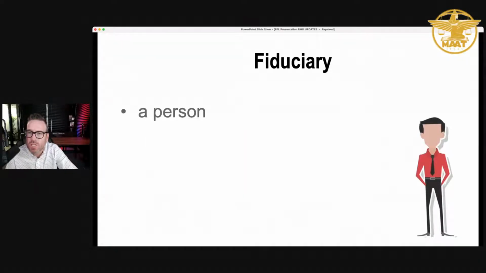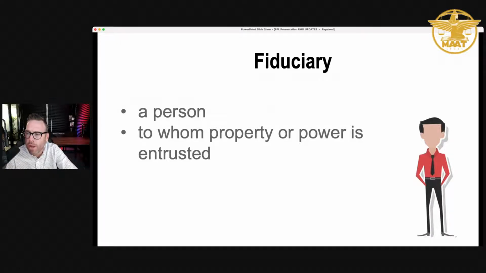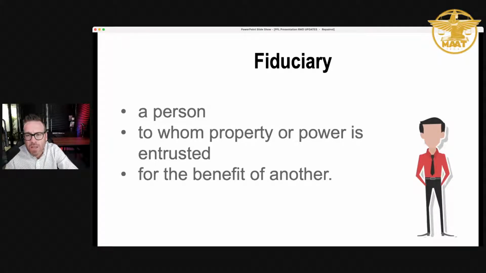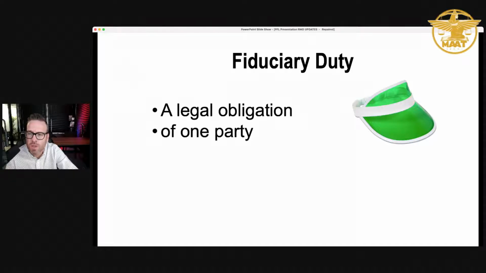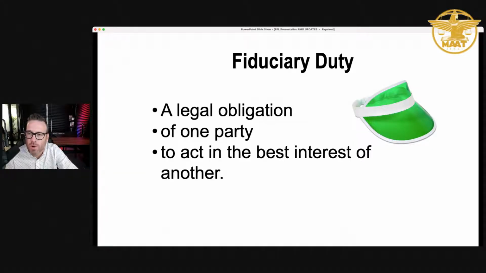Fiduciary, the definition: it's a person to whom property or power is entrusted for the benefit of another. I like to use this little bookkeeper hat to signal the fiduciary, because the fiduciary has different names in different documents. Like in a trust, it's a trustee. In a power of attorney, they're the agent. Fiduciary duty: when a person's wearing that fiduciary hat, they have a legal obligation, a legal obligation of one party to act in the best interest of another.